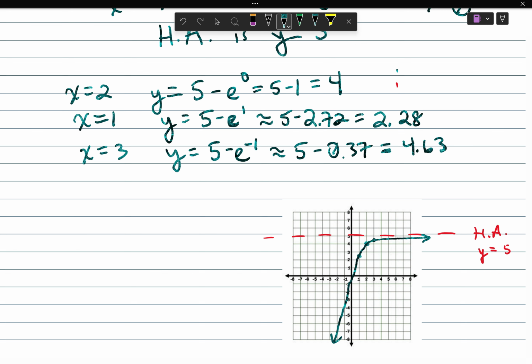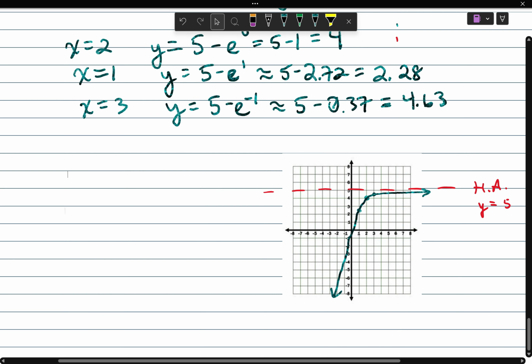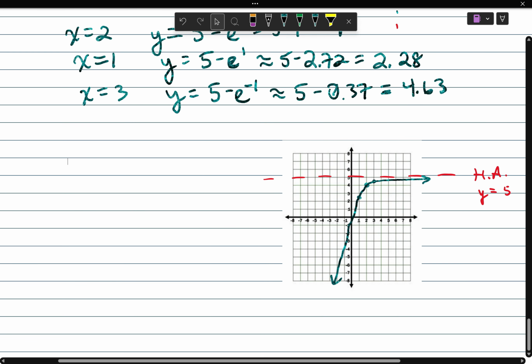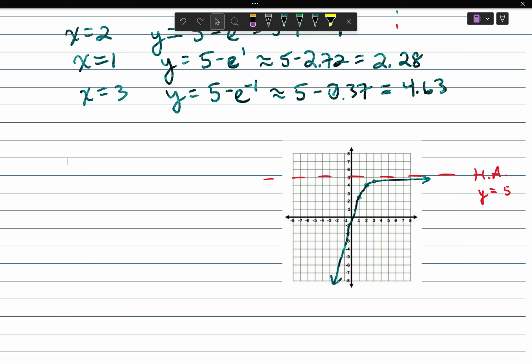All right, and then the last thing to always remember in looking at exponential functions and their graphs: exponential functions will never have a vertical asymptote.